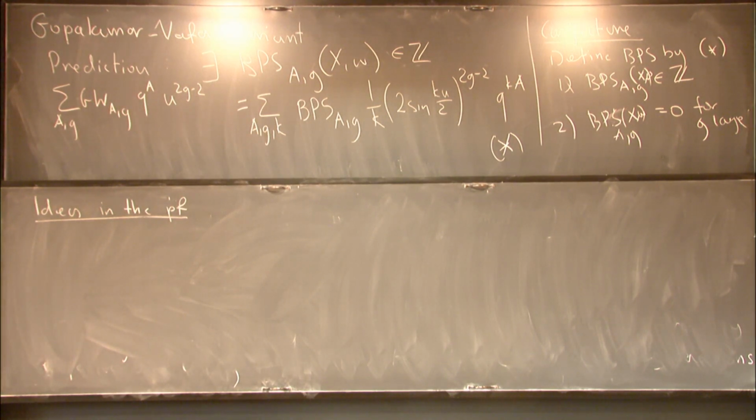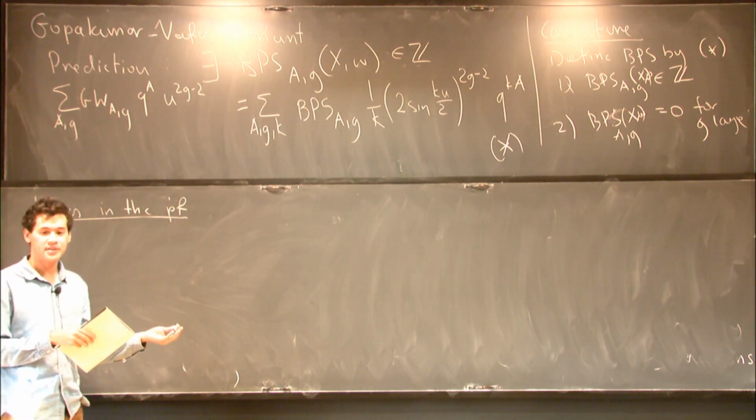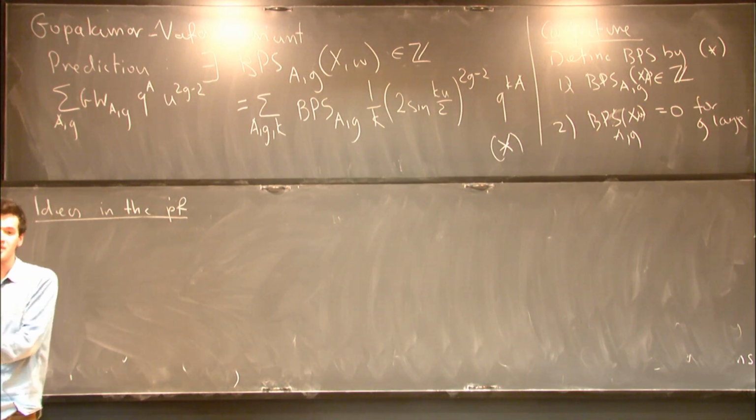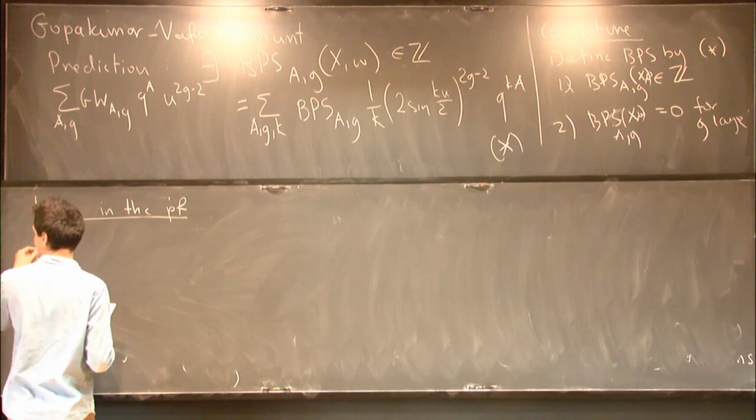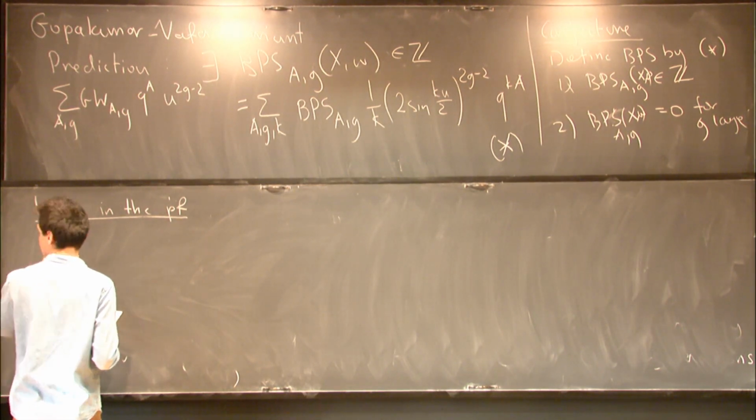So let's say we want to prove, let's say we just want to prove this part. So maybe we want to show that for a primitive class, you can count the curves. This is an invariant, and moreover, this invariant vanishes for large genus. So there are two parts: that this number is invariant, and that it vanishes for large genus. So let's start with the first one. So A is primitive.